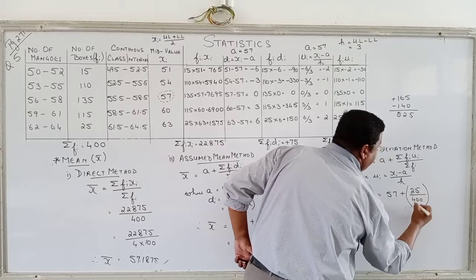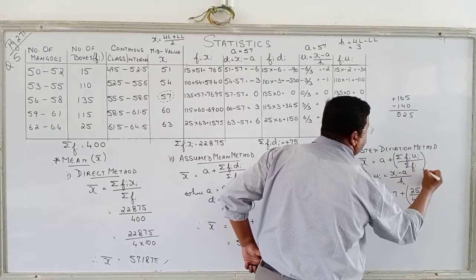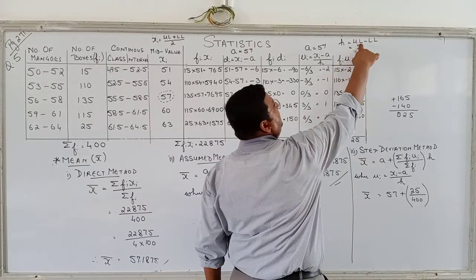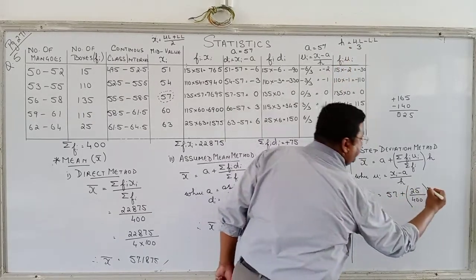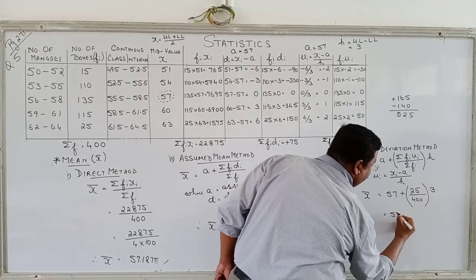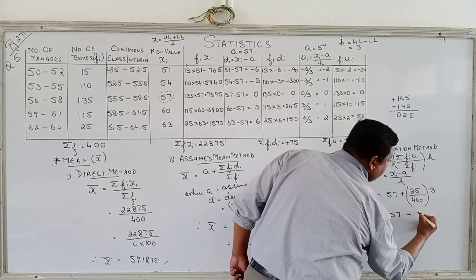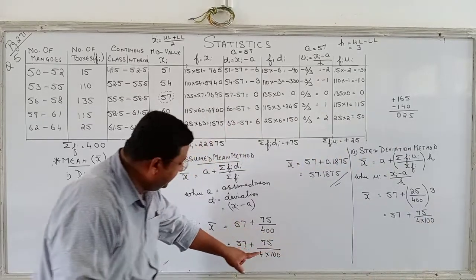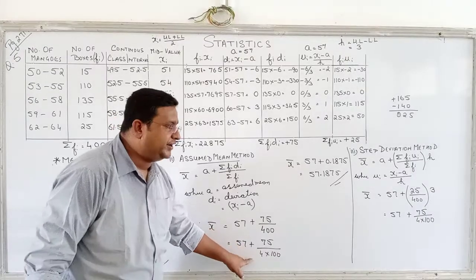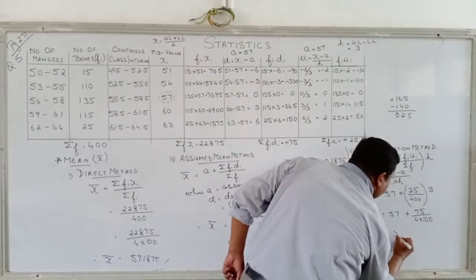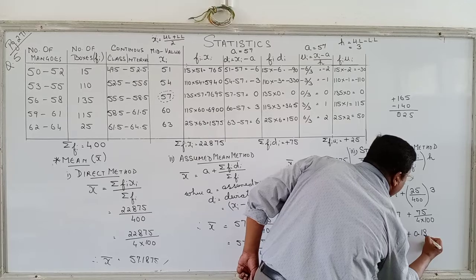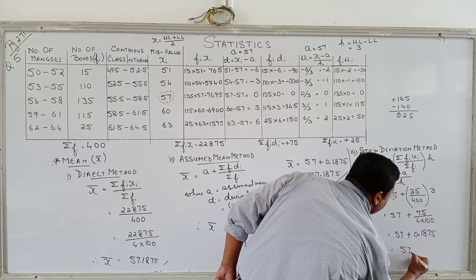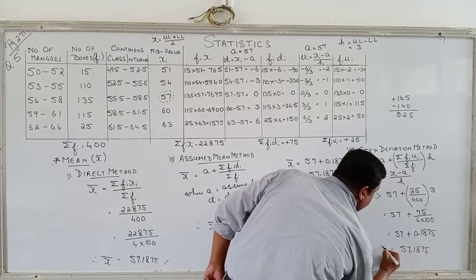Sorry, one mistake I made. This has to be multiplied by H. Clear? And what is H? Upper limit minus lower limit. So into 3. So 57 plus 25 into 3, 75 upon 4 into 100. Can you see? 75 into 4 upon 100. We did it over here. So what do I get? 57 plus 0.1875. It is 57.1875.